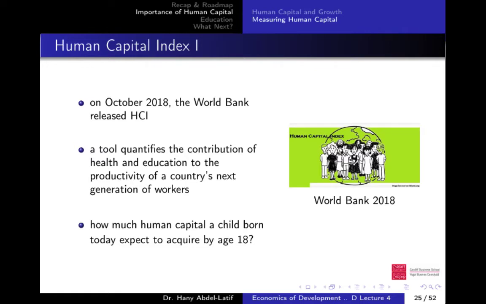Before we jump to the details about this Human Capital Index, I hope now it is clear what we mean by human capital. Is it the quality of labor, the quality of the human capital? What matters is health, education, skills, knowledge, even habits.